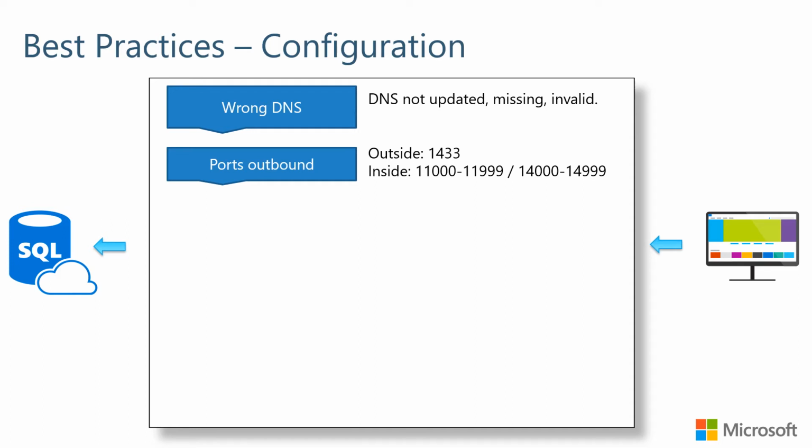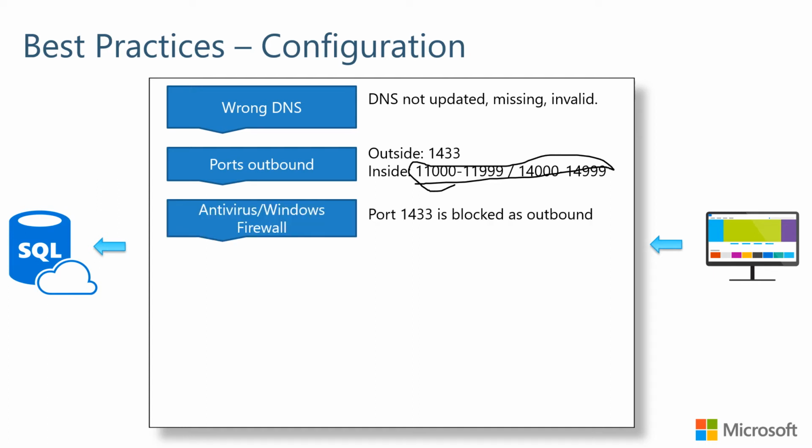For the outbound ports, it's very important to know that when you're running outside of Azure, you need to have 1433 open outbound. And when you are running inside of Azure, when you have the redirection process, the outbound ports will be the range that you have here. It's very important to review the antivirus and Windows firewall to make sure that the port 1433 is not blocked outbound.